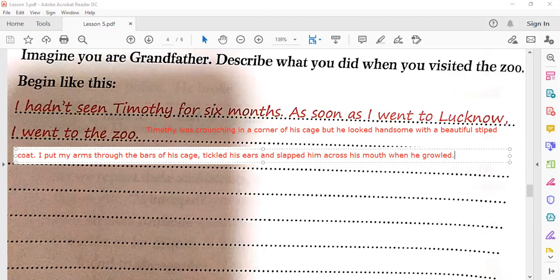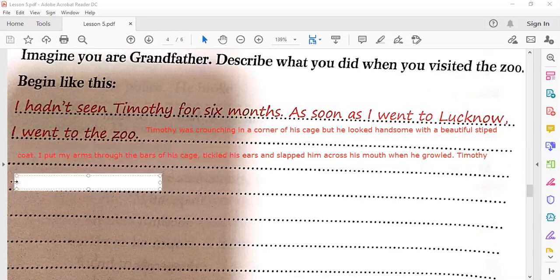Timothy recognized me and licked my hands. He's feeling like that. You can write like this, okay? Timothy recognized me and licked my hands. Then what happened?